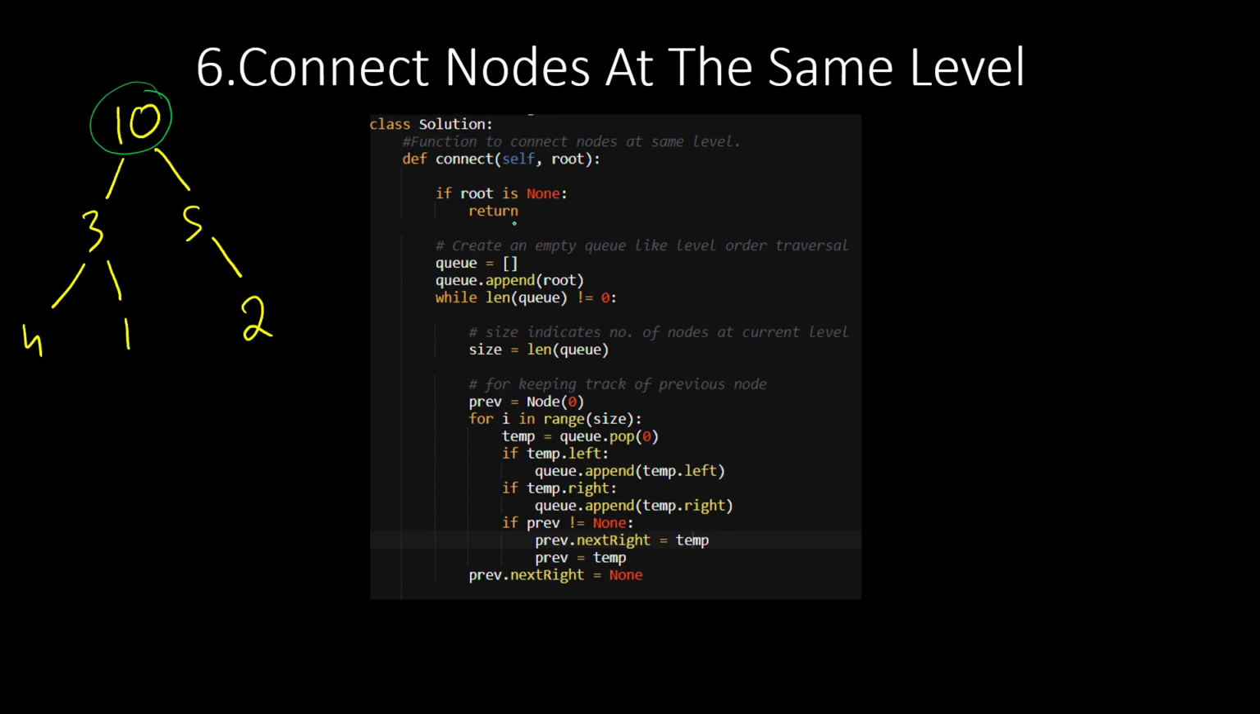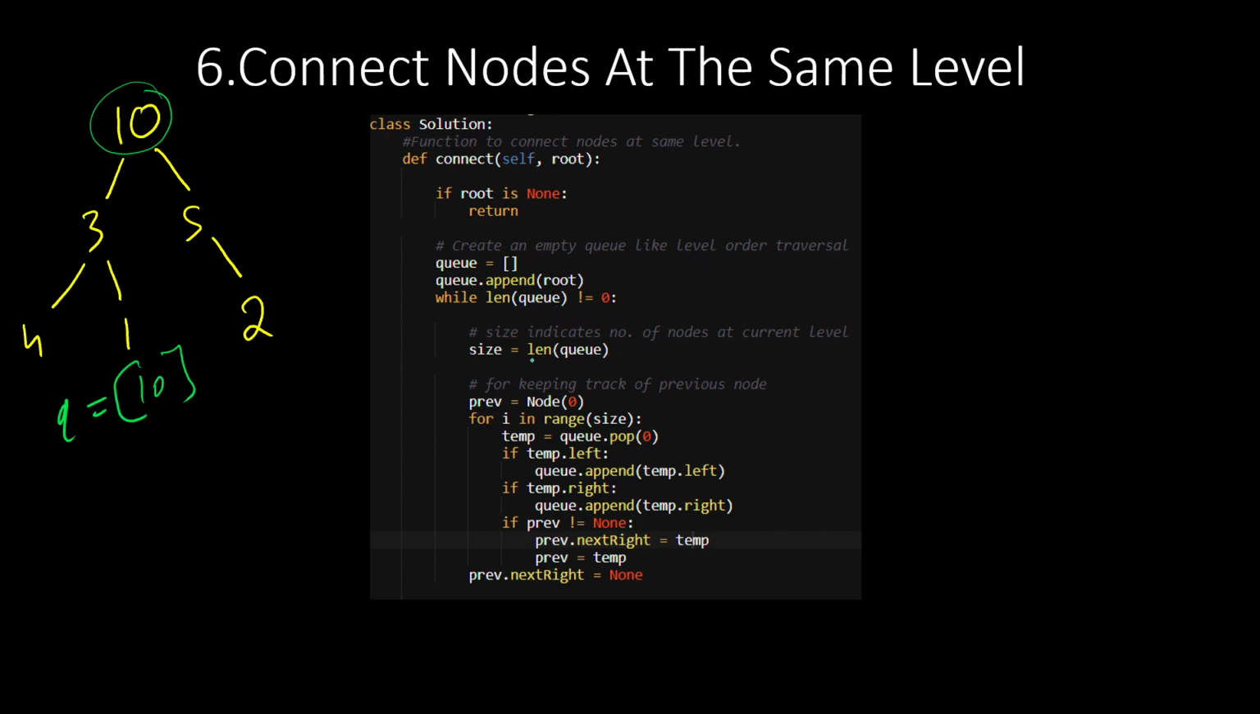Now let us start from the beginning. If root is none, we simply return. Then we take an empty queue and insert the root into the queue. Let us assume the variable is queue, and we're inserting the root node 10 here. Now if the length of the queue is not equal to 0, only if the queue is not empty, then we proceed. But if the queue is empty, that means there is no root node here. That's why we're using this condition.